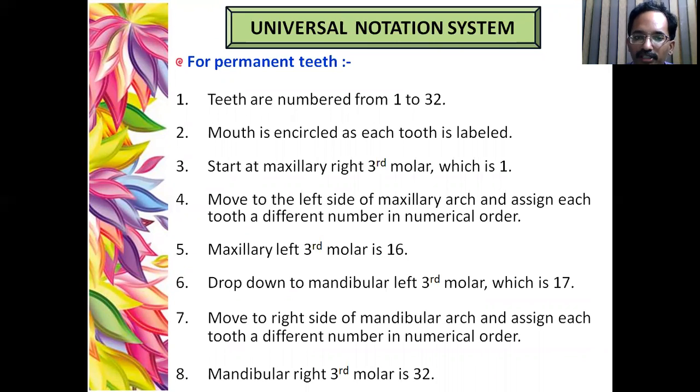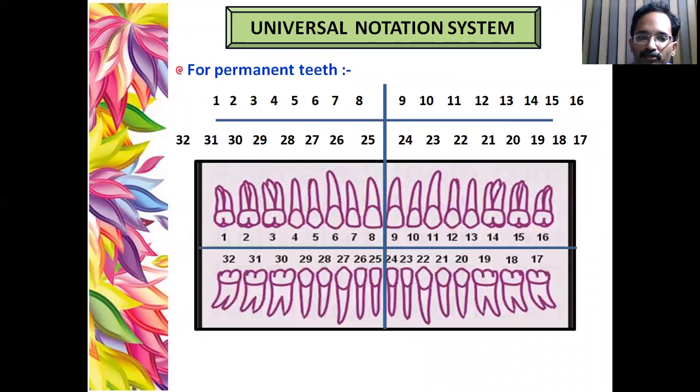Whereas for permanent teeth, the teeth are numbered from 1 to 32, and the mouth is encircled as each tooth is labeled. It starts at the maxillary right third molar, which is 1, and it moves to the left side of the maxillary arch and assigns each tooth a different number in numerical order. The maxillary left third molar is assigned the number 16. Drop down to the mandibular left third molar, which is 17, and it moves to the right side of the mandibular arch, and each tooth is assigned a different number in numerical order, and the last tooth, which is the mandibular right third molar, is numbered as number 32. So this is how the teeth are represented in numbers in the universal notation system.